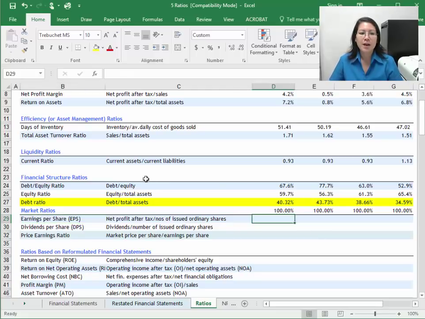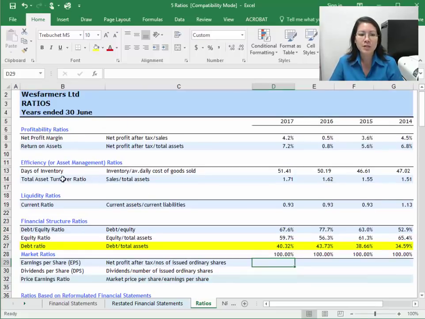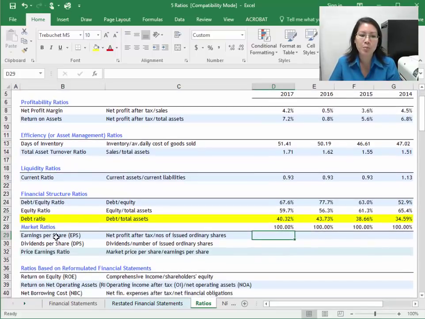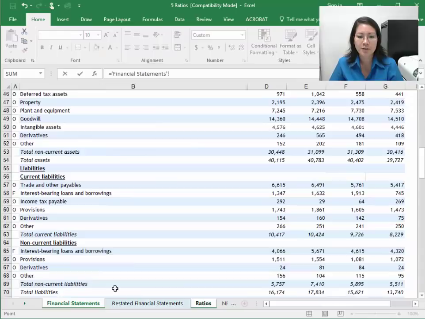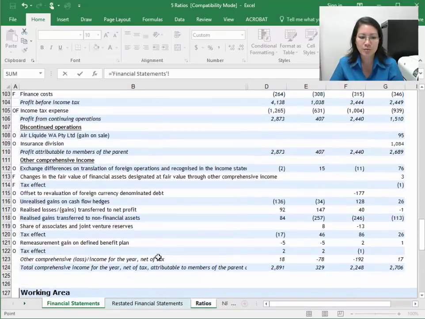Okay, so that's our profitability, efficiency, liquidity, and financial structure. Now we're doing our profitability market ratios. This is where we need to link to what we had looked at earlier, what we set up. So earnings per share. Now Wesfarmers has already calculated these at the bottom of their income statements, but I'm going to calculate them myself. So I need to go net profit after tax to my original financials.